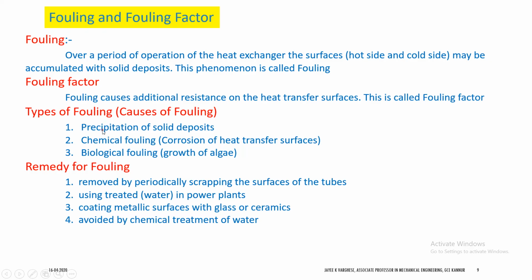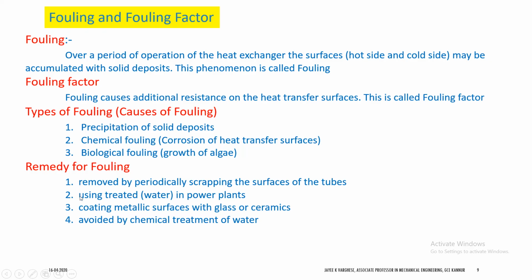The first type of fouling, like precipitation of solid deposits, etc., can be removed periodically by scraping the surfaces of the tubes. Normally heat exchanger tubes will be constructed as a removable type. You can take it out, clean it, and then place it back. Or in most of the cases, we can remove the cover, then use a scrubber or something to clean it.